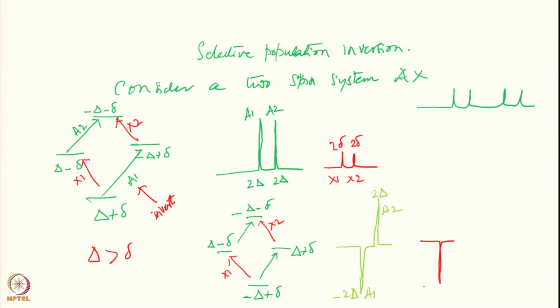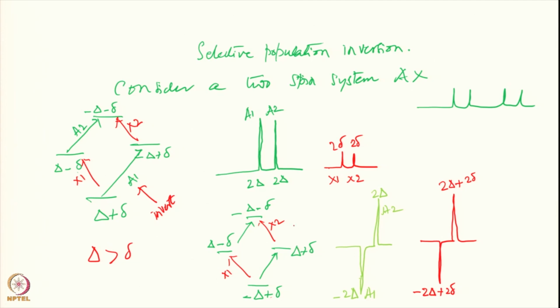So, this is minus 2 delta plus 2 delta, and the X2 is 2 delta plus 2 delta, 2 capital delta plus 2 small delta, right. So, that is this plus this minus this. So, 2 capital delta plus 2 small delta.